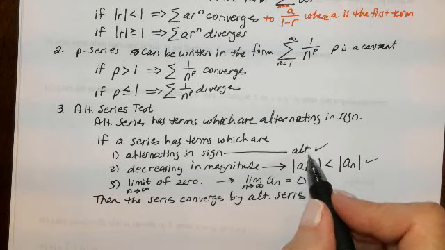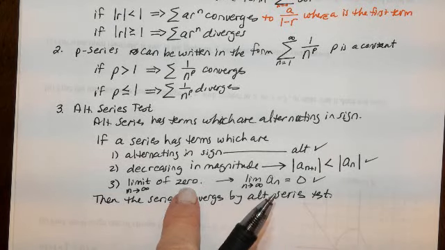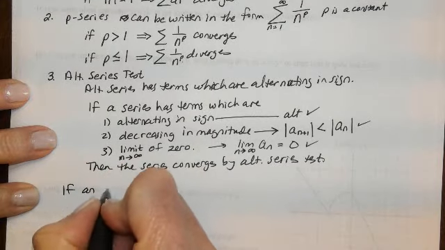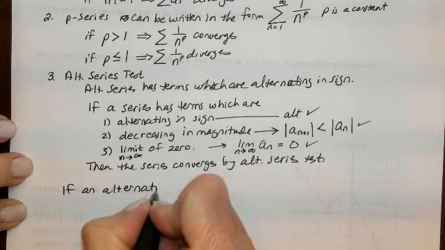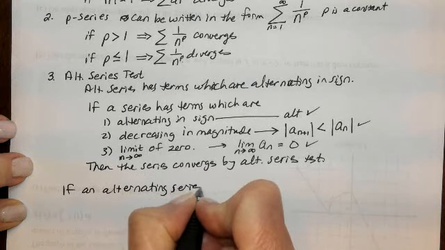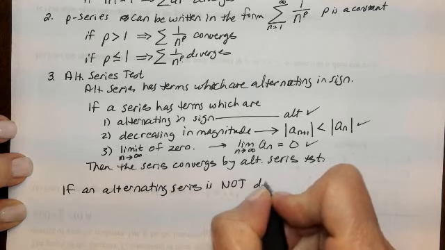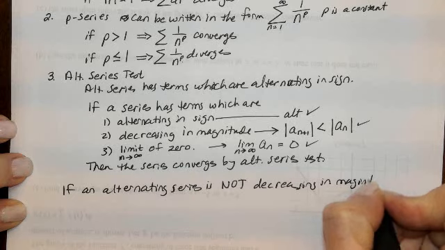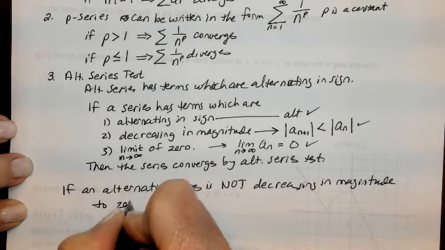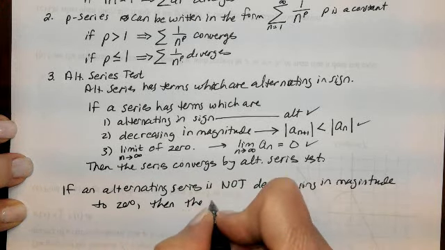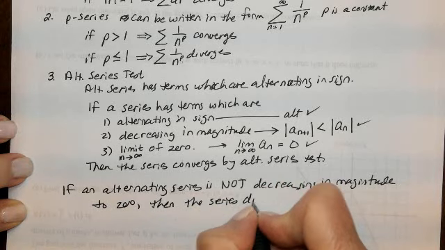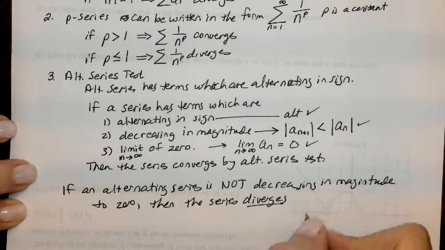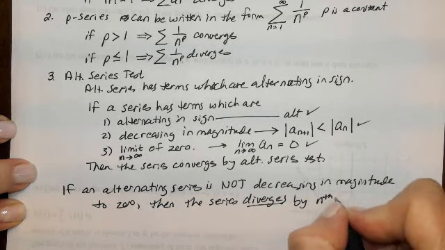All right. If you have an alternating series, but it's not decreasing in magnitude to 0, so let me jot that down. If an alternating series is not decreasing in magnitude to 0, then the series diverges. But it does not diverge by the alternating series test. It diverges by the nth term test.